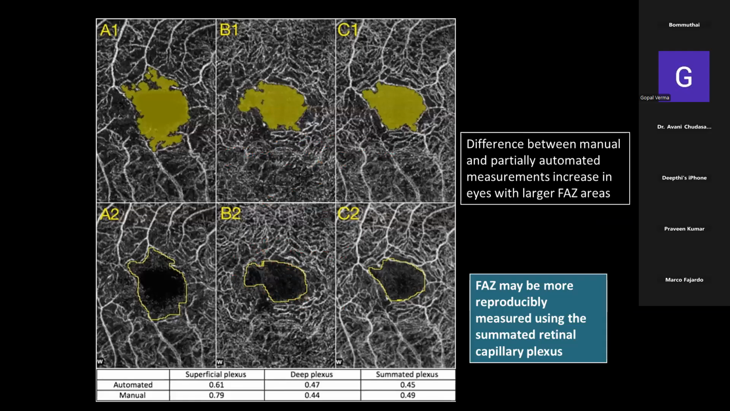You go for one thing known as summated plexus, combining both the superficial capillary plexus and the deep capillary plexus. You can take foveal avascular zone measurements, and those tend to correlate better with the severity of diabetic retinopathy than with the individual segmented slabs.